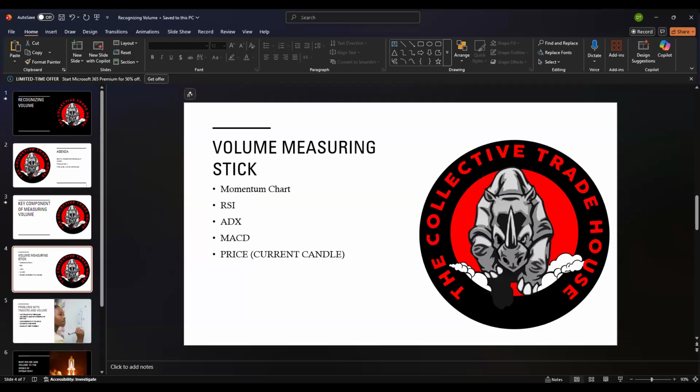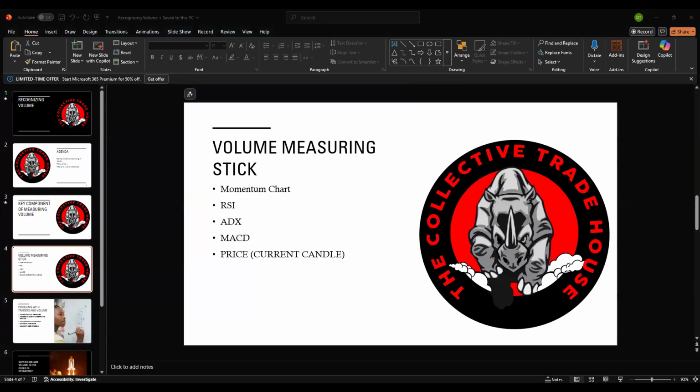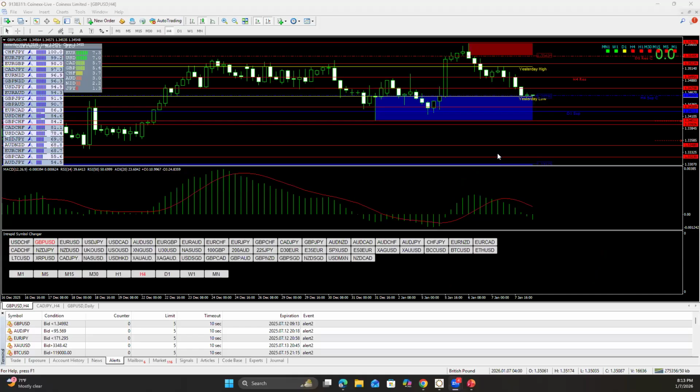So if I'm looking at the current candle, what is this current candle giving an indication of? Of course, it's current price. All right, I know that. But what else is it telling me here? No volume, consolidation. No volume, consolidation. Very good. So I don't have any volume here.